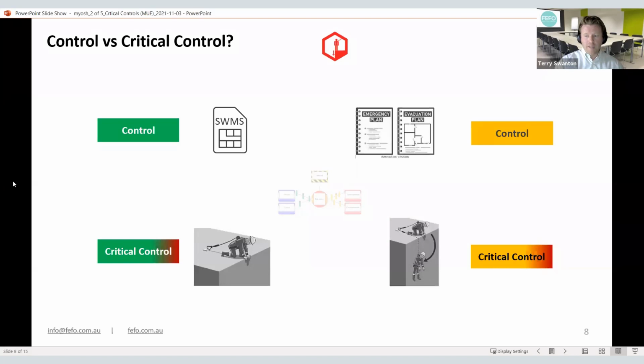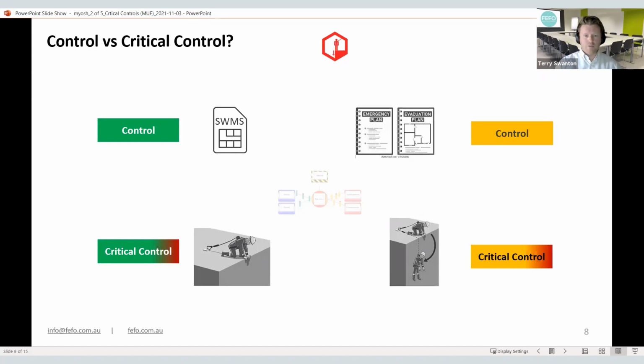Down the bottom there, we've got a person working at height with a fall system. That is a critical control, so making sure they're positioned well away from the roof. And we've also got the fall arrest system, which is also a critical control. So you can see the difference here between the SWMS and something within the SWMS as the actual critical control.